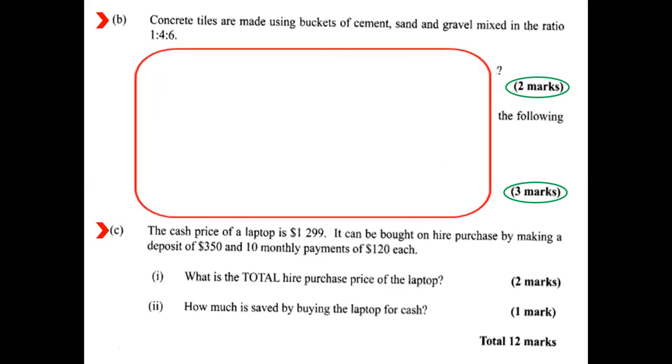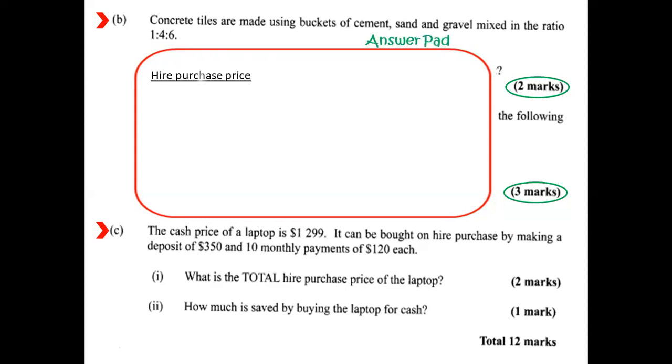On the multiple choice paper, by the way, there is a whole section there, I think it's from number 10 to about 20, where consumer arithmetic are present. So let's go for this question. So the cash price of a laptop is $1,299. It can be bought on hire purchase by making a deposit of $350 and 10 monthly installments.